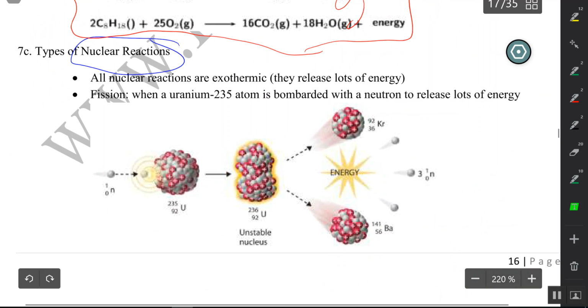Okay, next, nuclear reactions. Make sure you remember that they're all going to release energy. They're all exothermic.